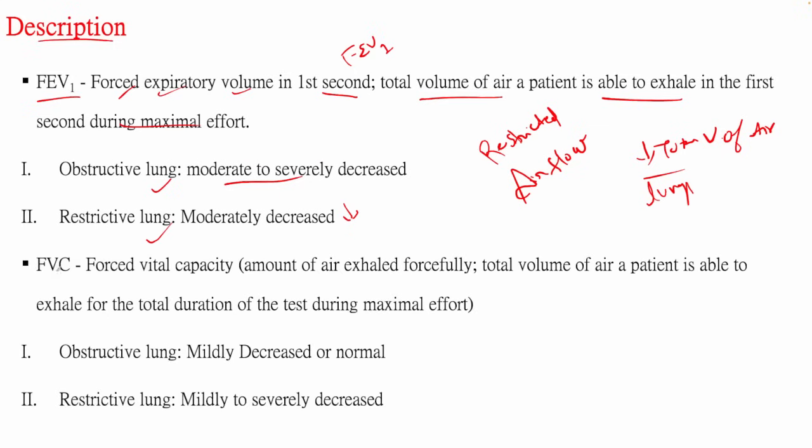Now, what is FVC? Forced vital capacity. That is the amount of air exhaled forcefully, the total volume of air a patient is able to exhale for the total duration of the test during maximal effort. So when the spirometry is going on, the entire test, when the patient is doing his maximal effort to exhale out, that we will term as FVC, forced vital capacity. When there is obstructive lung disease, you will find it moderately decreased, it could be normal, and when there is restrictive lung disease, you will find a mildly to severely decreased FVC.